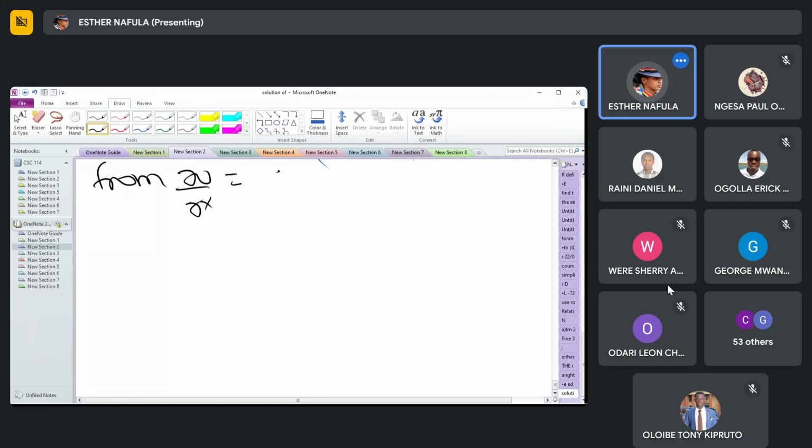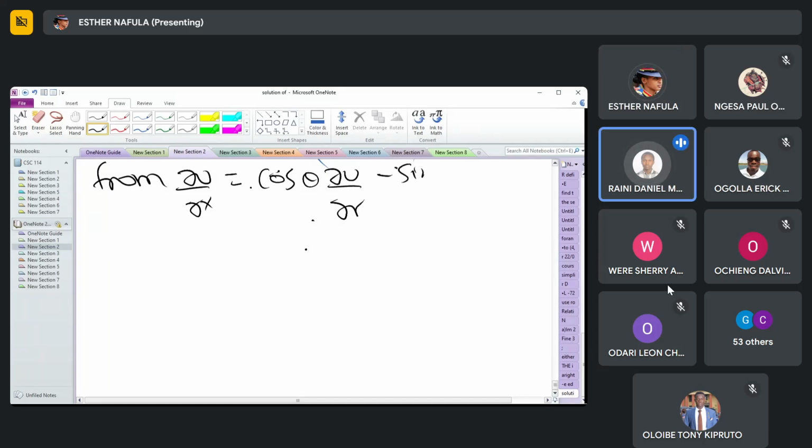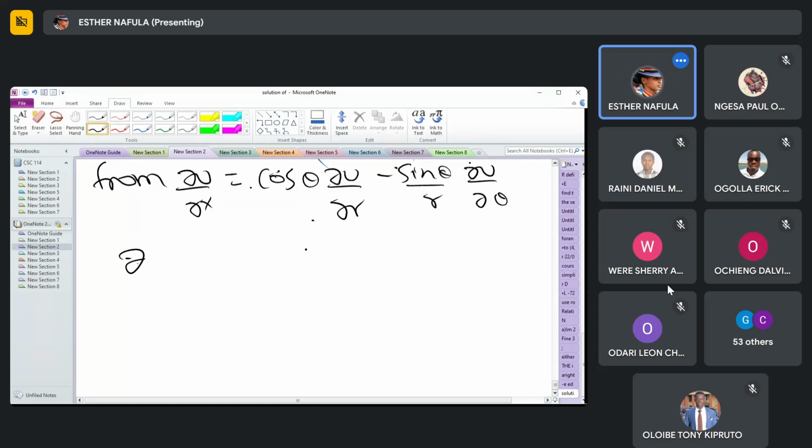For those who are following, cos theta partial u partial r minus sin theta over r partial u partial theta. From this, we have partial u partial x is that thing, so we can deduce our partial x as cos theta partial r minus sin theta over r partial theta, right?